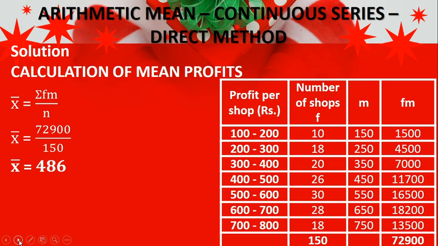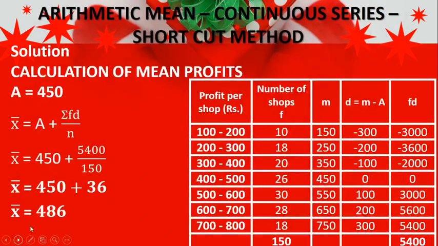Now the same question we will do applying the shortcut method. By now you should know, we will take the assumed mean. X bar is equal to a plus sigma fd by n. The same question, class intervals are there, frequency is there, midpoint we found out. So now we need d, fd. D is nothing but m minus a. From every midpoint we should subtract a.